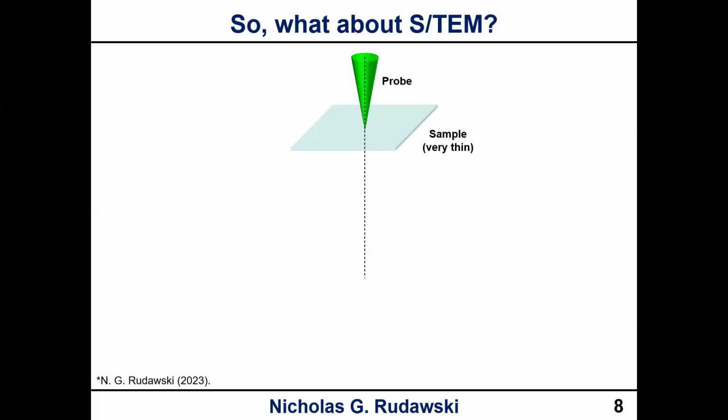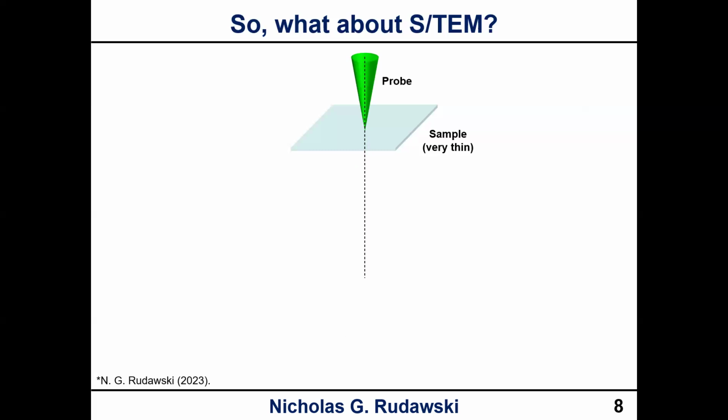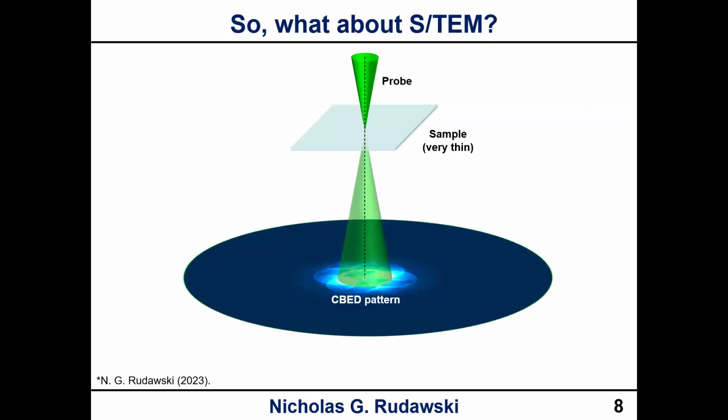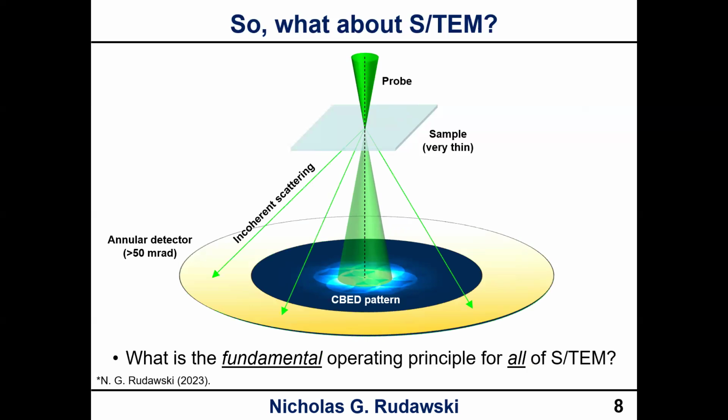In other words, they never accumulate inside of the sample, okay? The important part was this. You can see my beam is transmitting through. In this case, I get a CBED pattern. I have an annular detector, I'm detecting incoherent scattering, okay?